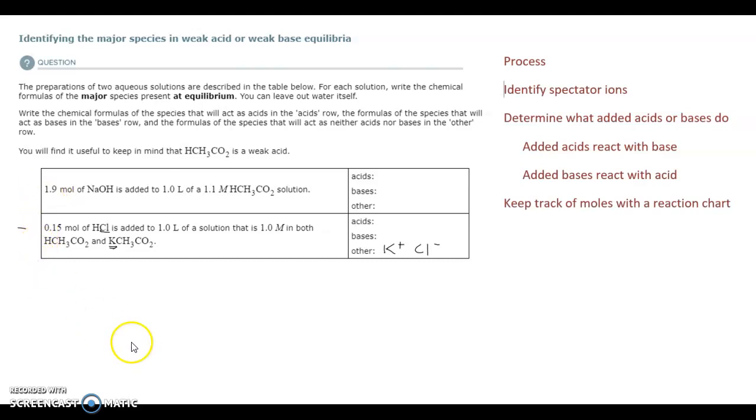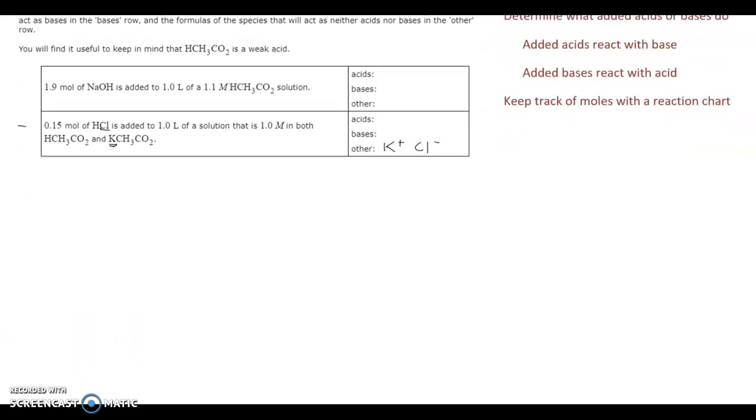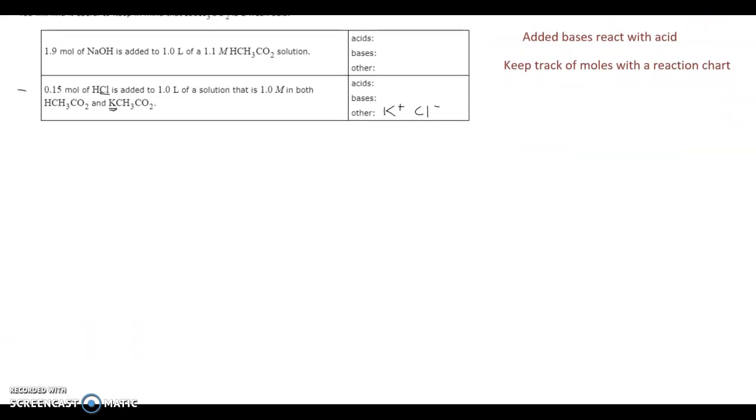We've also got the case here where we have a strong acid that is being added to a solution that has both a weak acid and the conjugate base. So the reaction is going to look like this. We'll have H3O+ from the HCl that reacts with the base component. So it's going to react with CH3COO-, and it's going to give us CH3COOH and water.